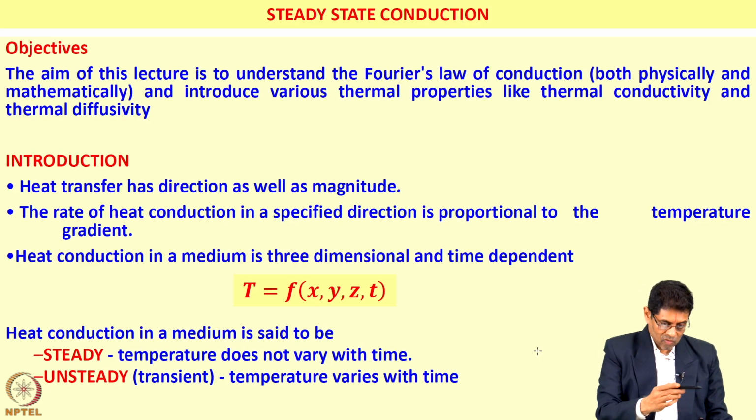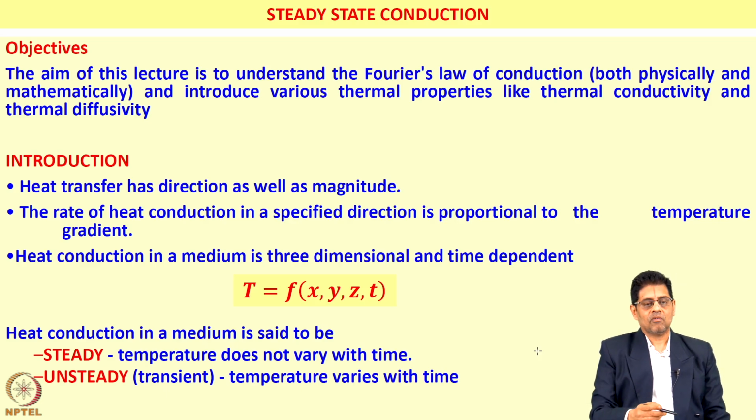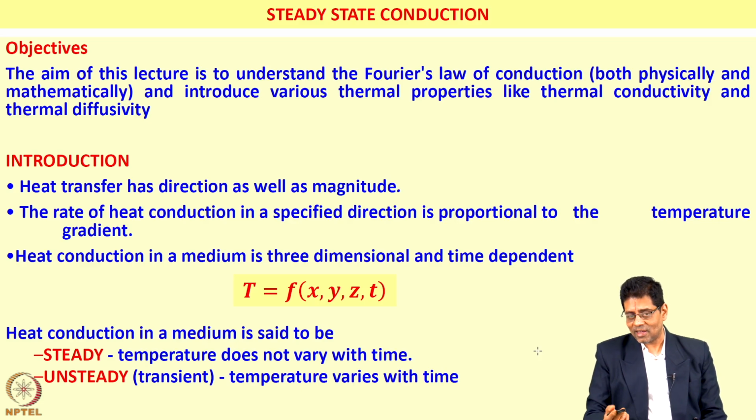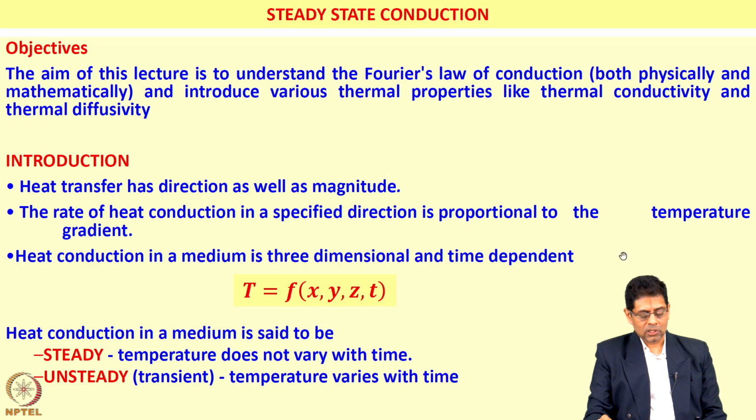Okay. So, that is what this slide essentially says. We have heat transfer which is having a direction and magnitude. We know that because heat flows from high temperature to low temperature, that means it is having a direction. It also has a magnitude, of course, the number that you get by calculation is the magnitude. The rate of heat conduction is proportional to the temperature gradient, we saw that. So, Q is directly proportional to delta T.